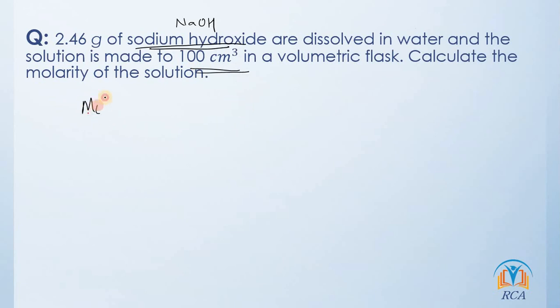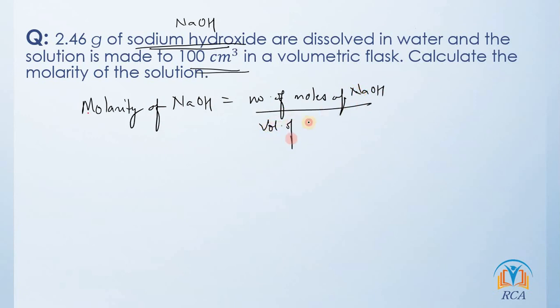First of all, if you have to calculate the molarity of sodium hydroxide, now as per the formula, what do we require? We require the number of moles of sodium hydroxide. We also want the volume of solution in liters. If it is not in liters, we can still multiply by 1000. So we can write it in ml and then multiply by 1000, and this will give you the molarity of sodium hydroxide.